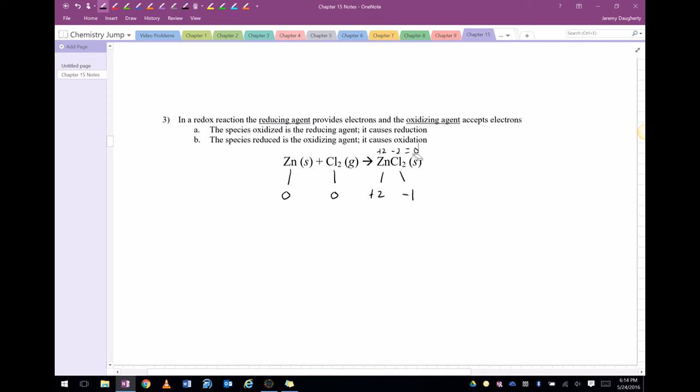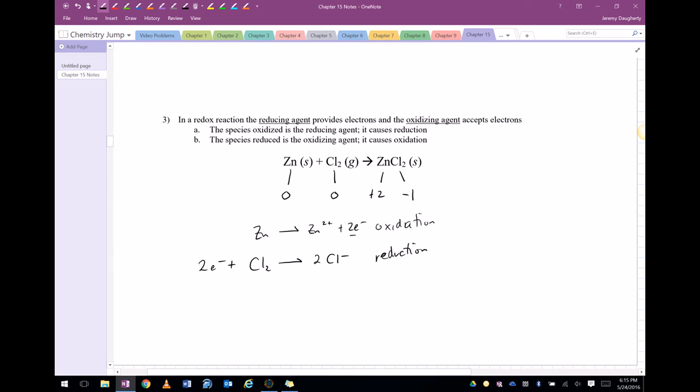Right. So now let's define a couple things. Zinc is going to zinc 2 plus. How did it do that? Well, it lost 2 electrons. So here, electrons on the product side means that it is being oxidized. It is the oxidation reaction. Okay. So chlorine is going to 2 chlorides. We do that by adding 2 electrons. So that's the reduction reaction.